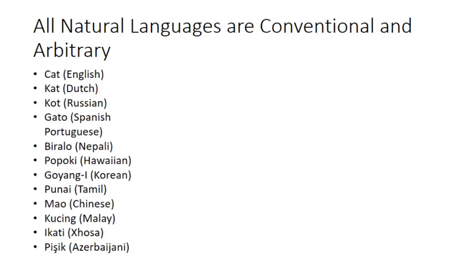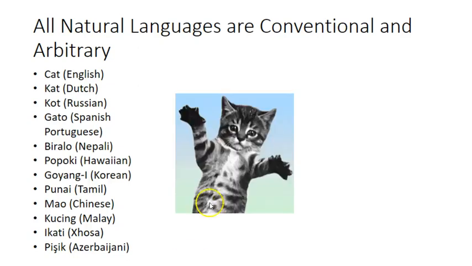There is no connection between the word cat and this adorable little fuzzy thing. Now, we can see that in Dutch, that is also called a kat. In Russian, it's called a kot. In Spanish, it's called a gato.